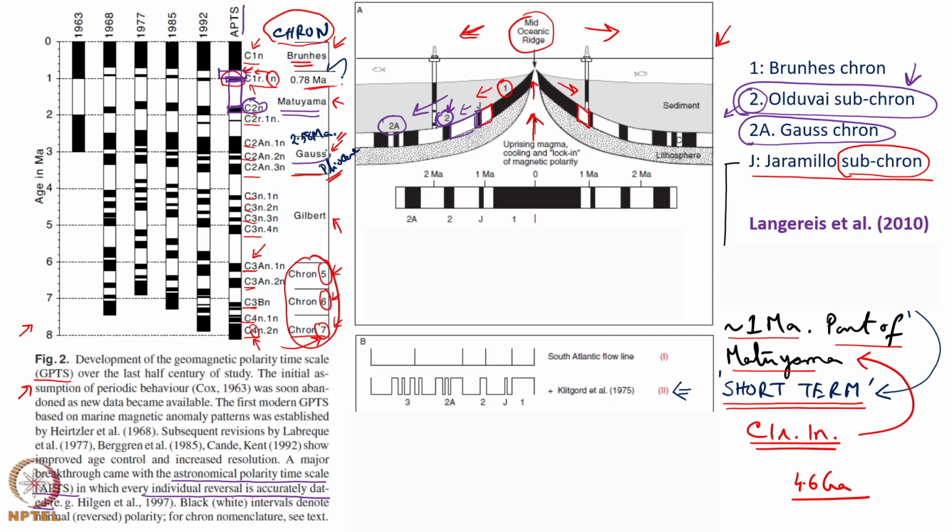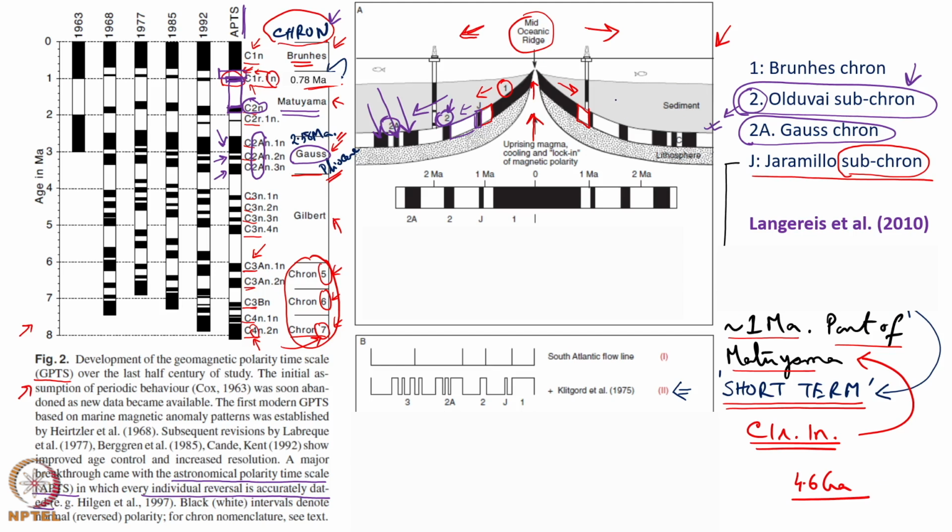Gauss is over here, and as I told you, we are dealing with a chron. In the Gauss chron, what do we see? There are 3 black zones, a thick one, a thin one and a thick one. So, here also we are getting 3 black zones, 1, 2 and 3, and all of them are C2A. So, the Gauss chron has been shown. In this way one can link the magnetic anomaly and the GPTS or the APTS.